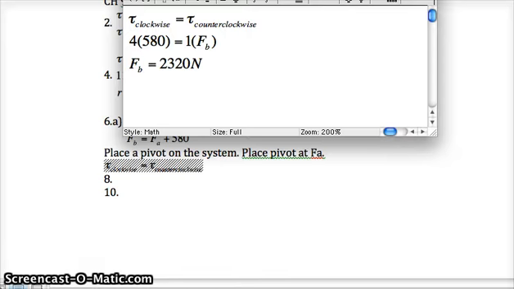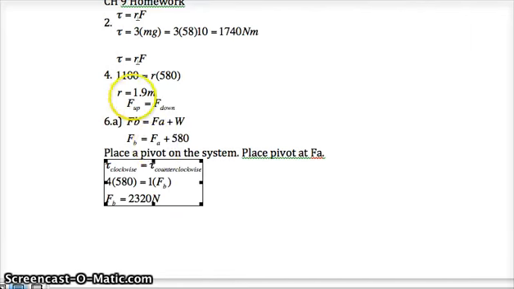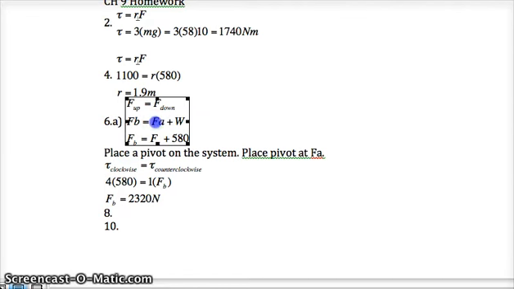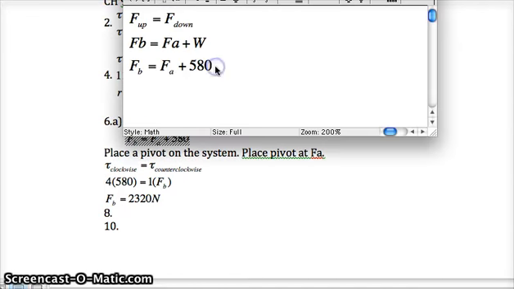And that's newtons. And if you want to find FA, you go back to this other equation that you had, where you had FA related to FB. Now you know FB is 2320, so you get 2320 equals FA plus 580, and so FA is 1740.